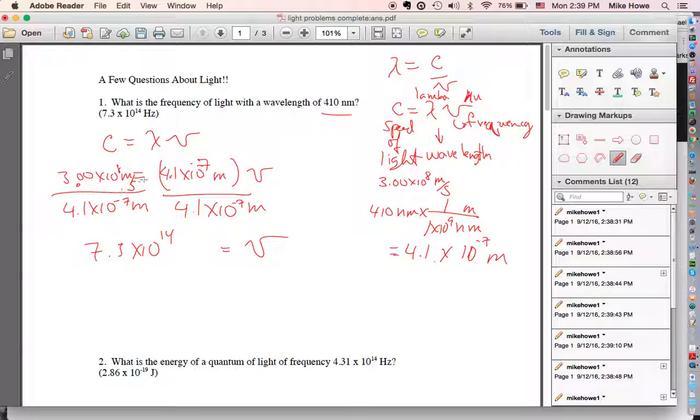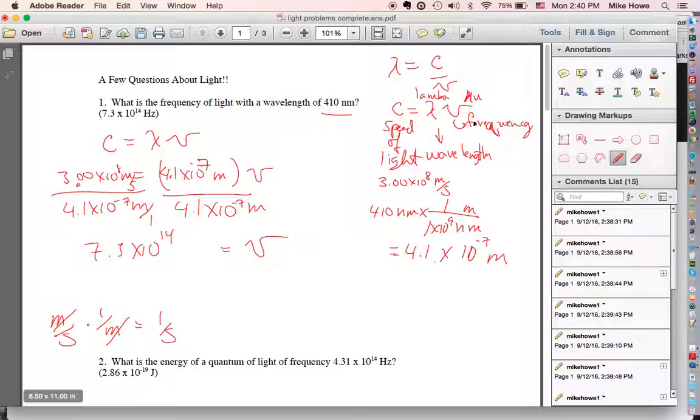Let's talk about units for a minute. We've got meters per second divided by meters over 1. So when you divide fractions, you actually multiply by the reciprocal. So that turns into meters per second times 1 over meters. So meters cancel. That leaves us with 1 over seconds.